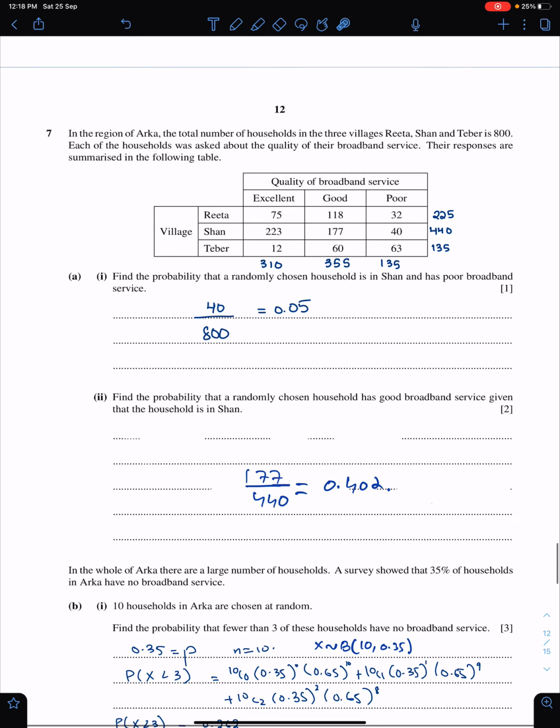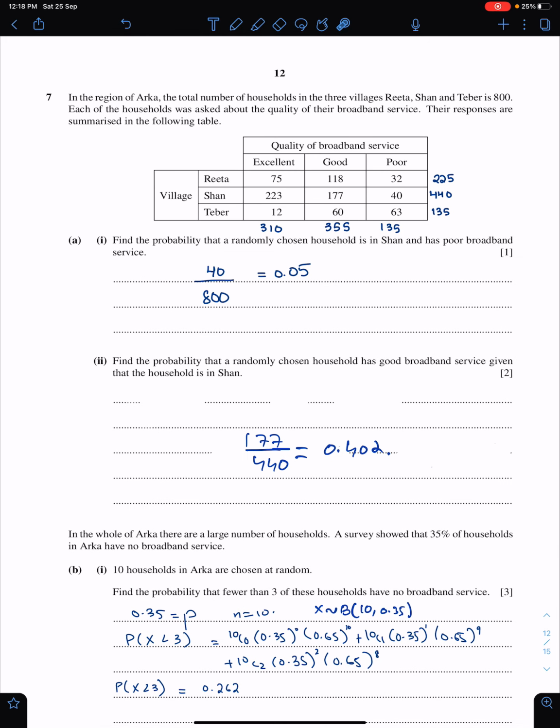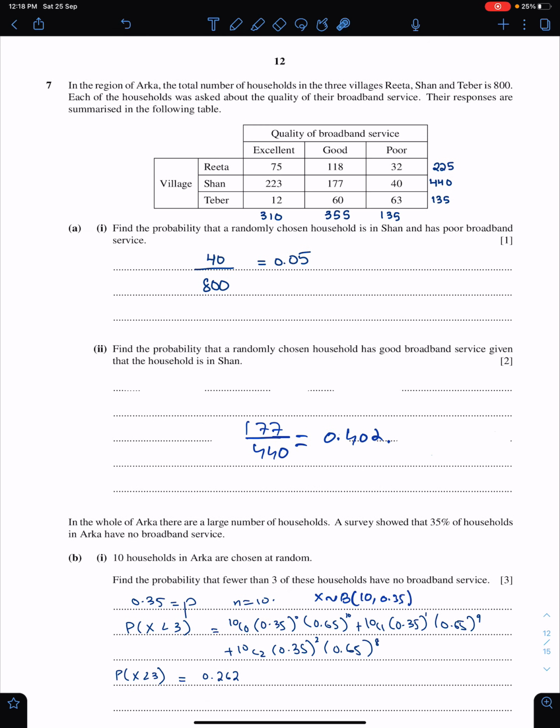Next question, number 7. In the region of Arka, the total number of households in the 3 villages R, S and T is 800. So this total is 800. Each of the households was asked about the quality of their broadband service. Their responses are summarized in the following table.